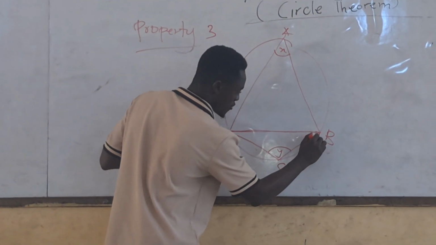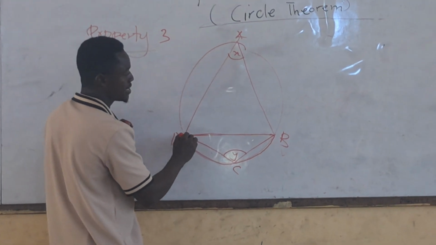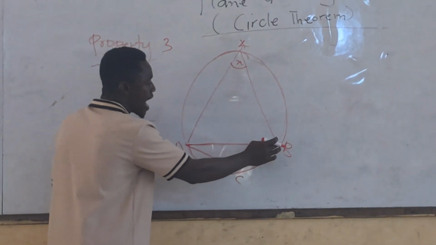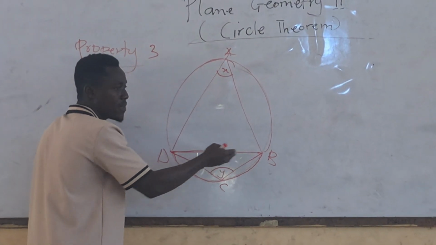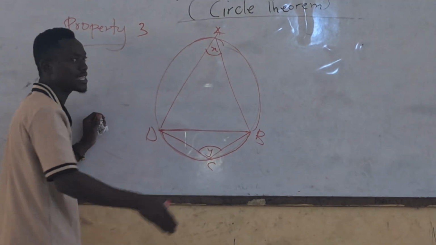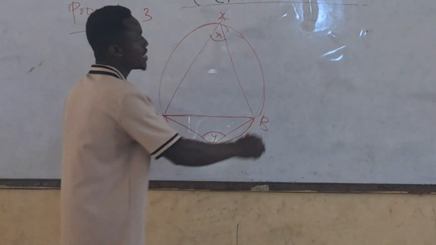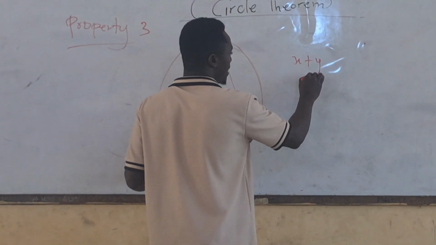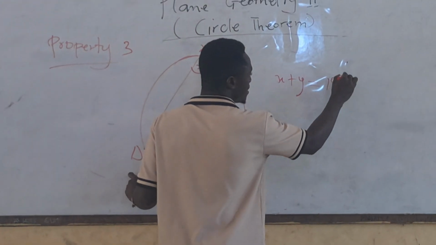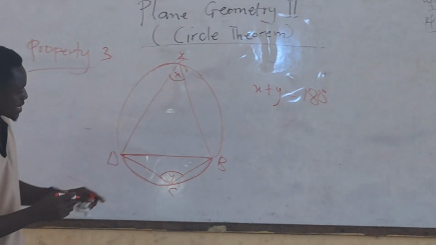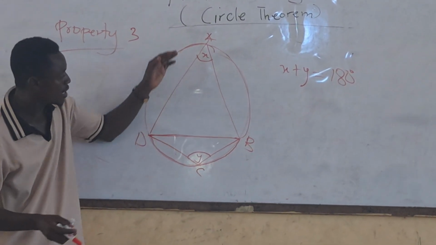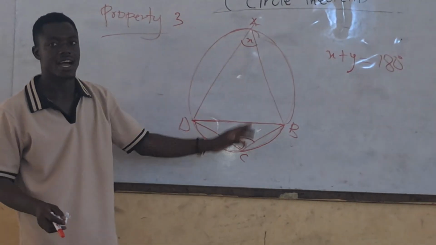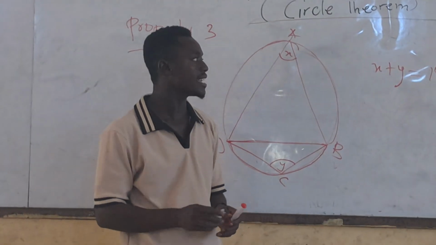This is our chord. And we have one segment, which is the minor segment, and we have the major segment out here. The angles formed by this chord at the opposite segments add up to 180. Therefore, we can say that x plus y equals 180 degrees.